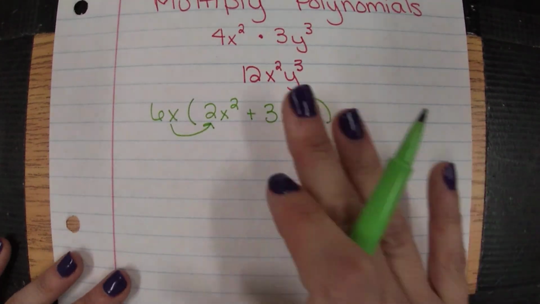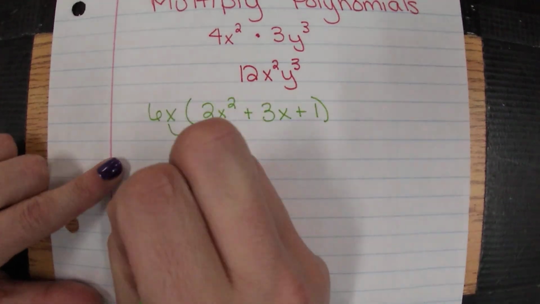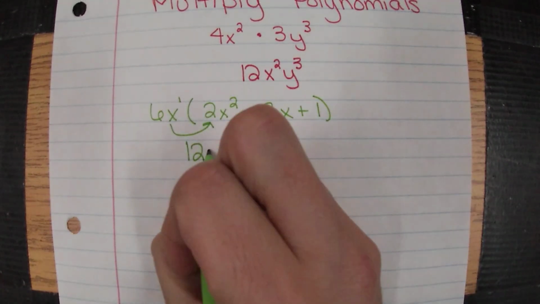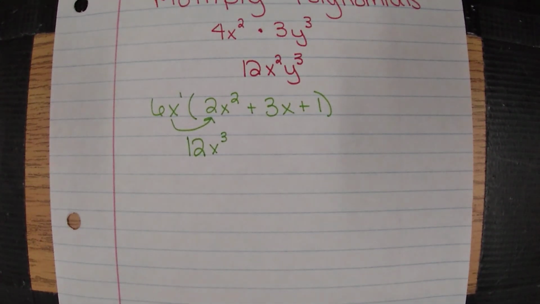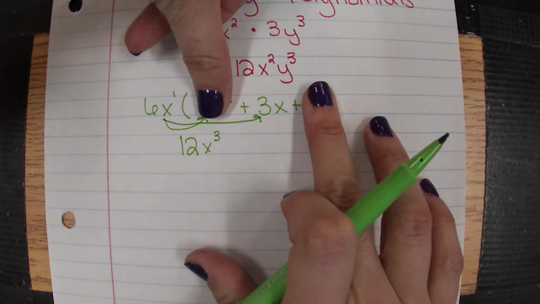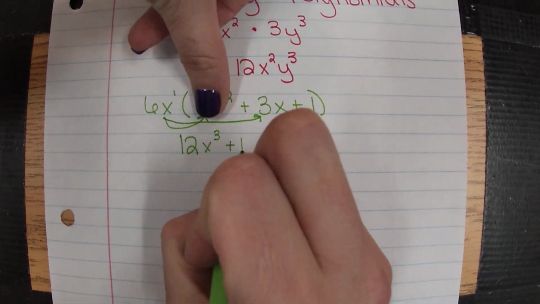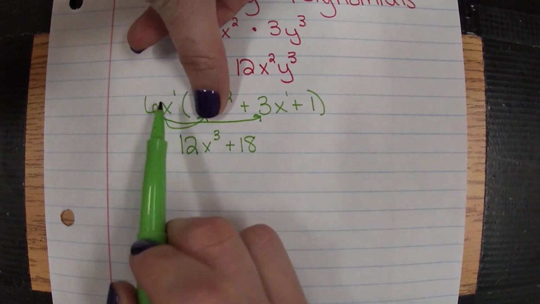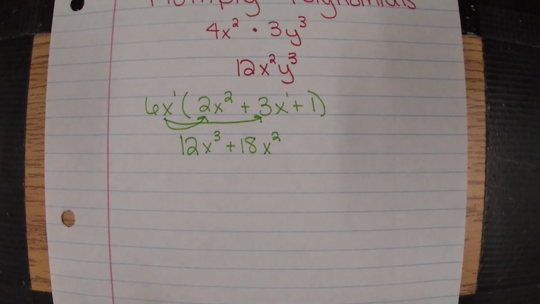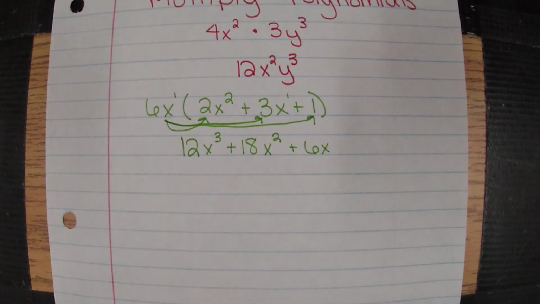So I'm going to do 6x times 2x squared, right? Ignoring these over here. So 6 times 2 gives me a 12. And then this x really has a 1 on it. So 1 plus 2 is 3, and I'll get 12x to the third. Then I'll go to the next piece, and I'll ignore these two inside pieces. So 6x times 3x. Well, 6 times 3 gives us 18. We'll add the exponents. So a 1 and a 1 gives us 2. And then we'll go to the last one. So a 6x times a 1, well, that just gives us a 6x.